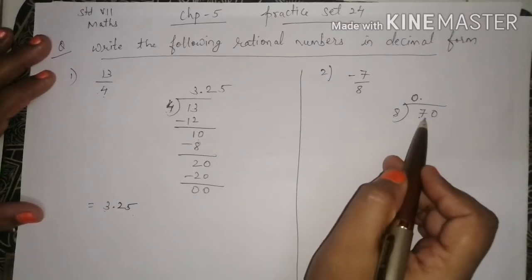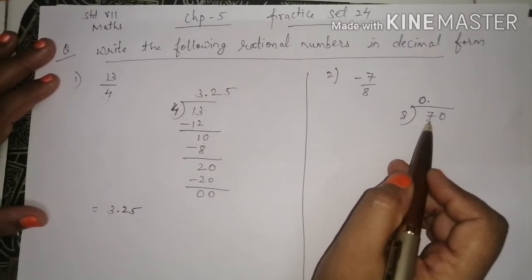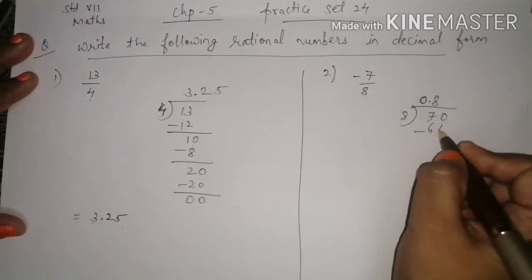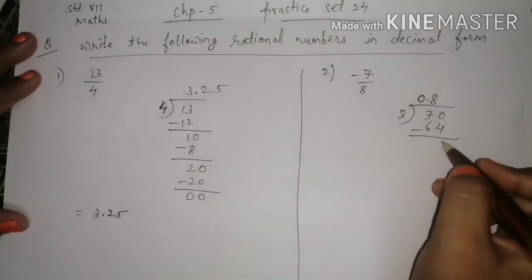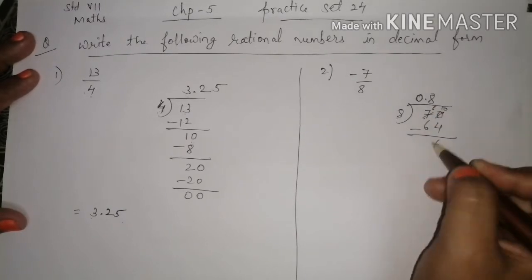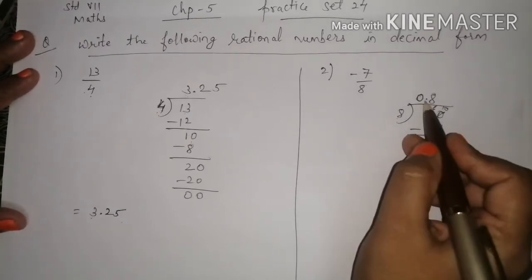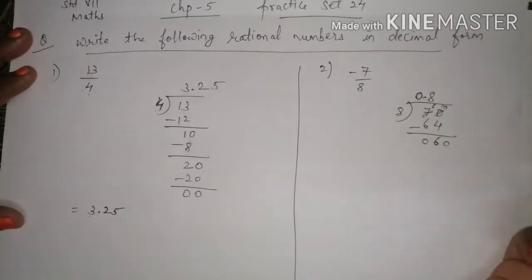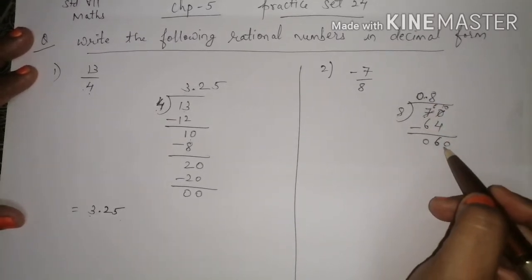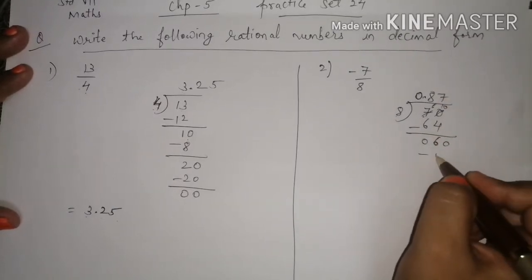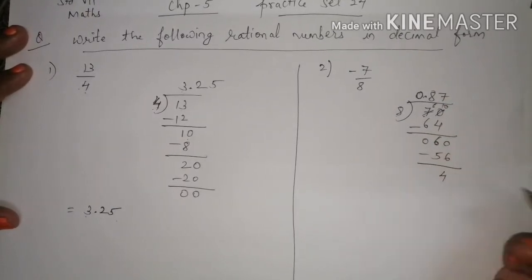In the 8 table, less than 70 we can get 8 8s are 64. 8 9s are 72 will be more, so 8 8s are 64. 70 minus 64 will give you 6. Now the decimal is already taken, don't take the point again and again, just borrow the 0. So less than 60, in the 8 table, 8 7s are 56. So 60 minus 56 is 4.